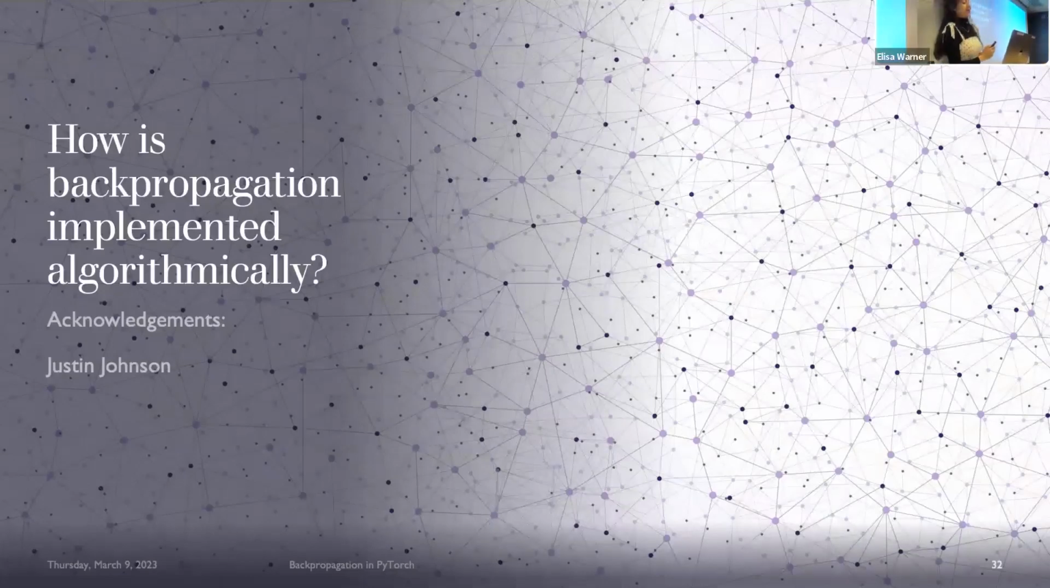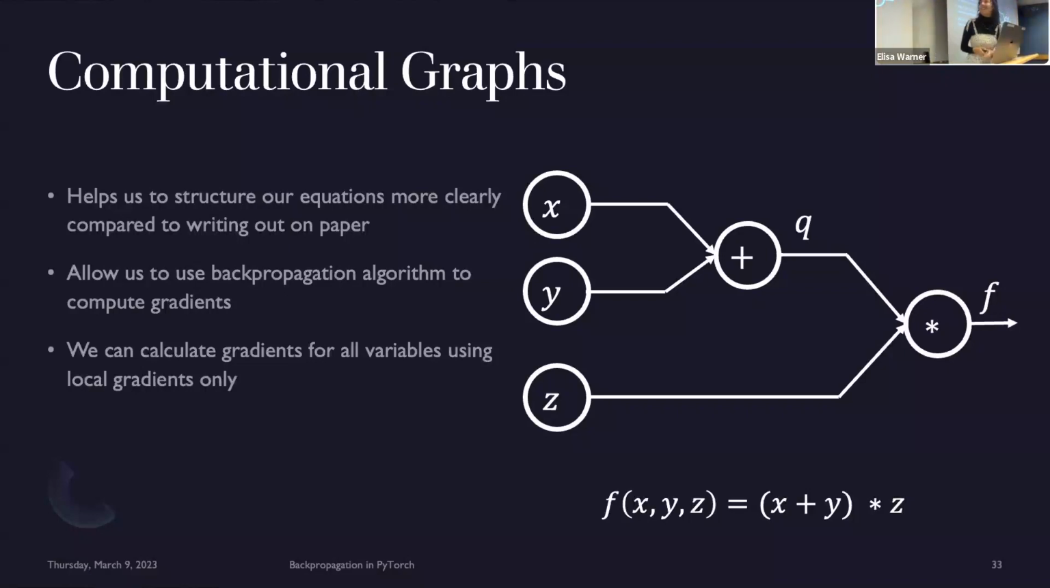All right, so lastly let's talk about how backpropagation is implemented algorithmically. Before I begin, I want to thank Justin Johnson, a professor in EECS. He has a lot of content on PyTorch, and that's how I learned some of this from him. I borrowed some slide content from his slides. In order to understand how we implement this in PyTorch, we should understand what computational graphs are and how to use them.